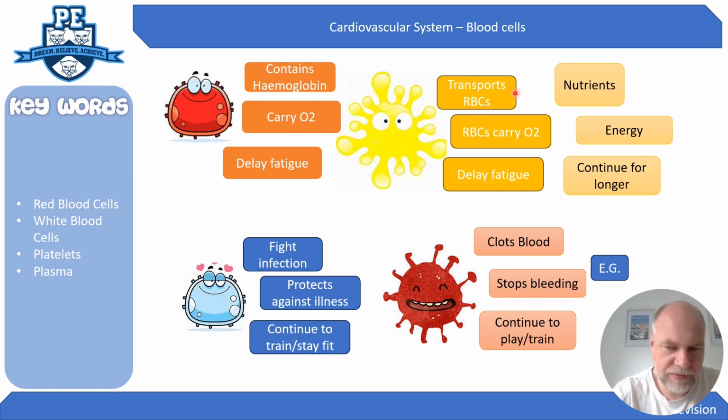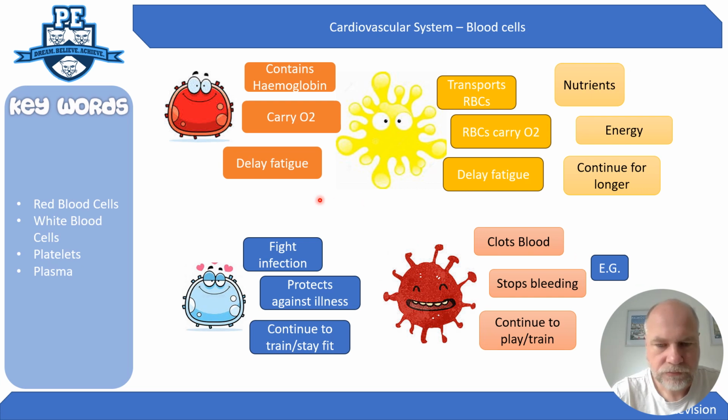So it transports red blood cells, and then you go back down the road of saying red blood cells carry oxygen, oxygen goes to the working muscles, and so on. We talked about this before, that it delays fatigue. Plasma also transports nutrients, and we talked about that earlier in the functions. So nutrients get broken down and used for energy at the muscles. Again, it allows us to train and play for longer and harder because we have that increase in energy stores. So carbohydrates go to glycogen and we can create that energy.